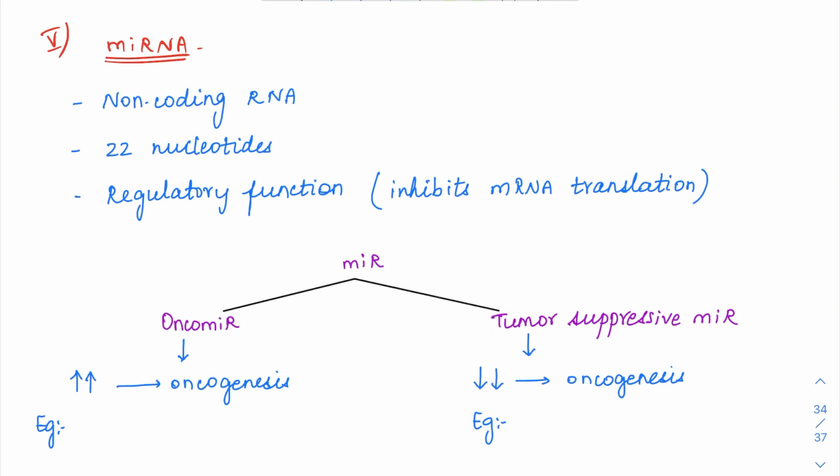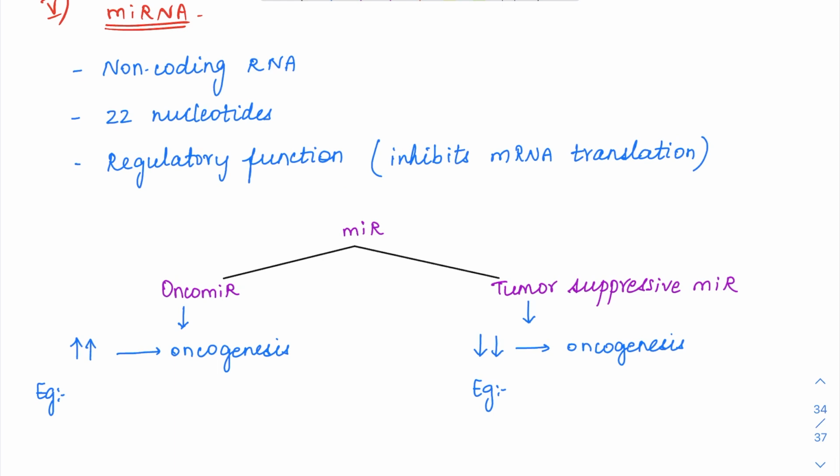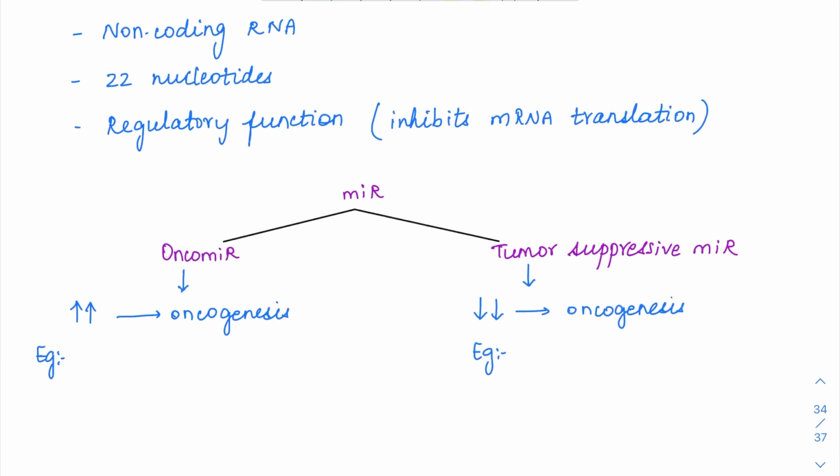Now lastly, we'll see about microRNA. These are going to be non-coding RNAs. Initially also I mentioned non-coding RNAs like microRNA and long non-coding RNA, an example of which was the XIST gene, Lyon's hypothesis. Then we had transposons and all. This microRNA is a non-coding RNA which has a very important role in regulating gene expression. It is composed of 20 to 22 nucleotides.